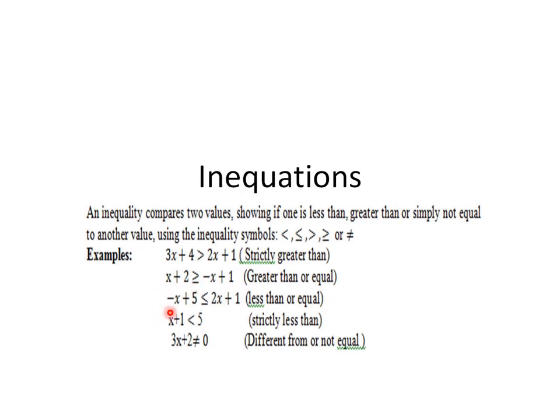In the next example, we have minus x plus 5 less than or equal to x plus 1. And the next one, x plus 1 less than 5, or you can read it x plus 1 strictly less than 5. And the last one, we have 3x plus 2 is different than 0, which means that it's not equal to 0.